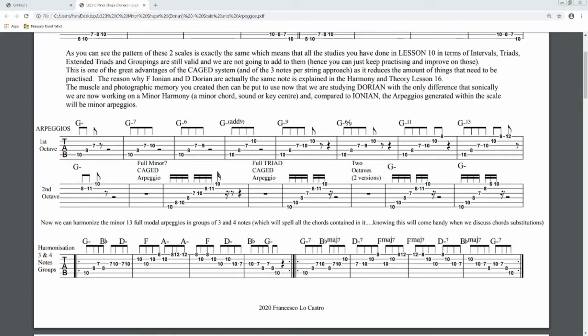Now, besides doing it as an exercise, which is cool, we get to know the full extent of the Dorian arpeggio. The idea and the reason I wrote the chords, and in the PDF you'll see them, is this: you see G, B flat, D minor, F, A. This is in groups of 3 notes, and this is in groups of 4 notes. That's why now you have G minor 7, B flat major 7, etc.